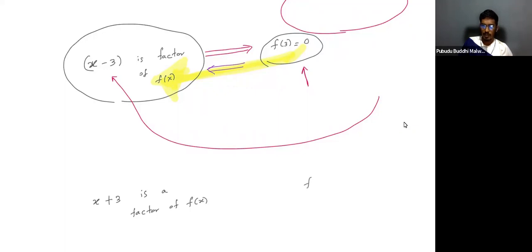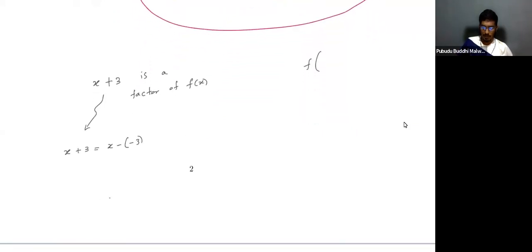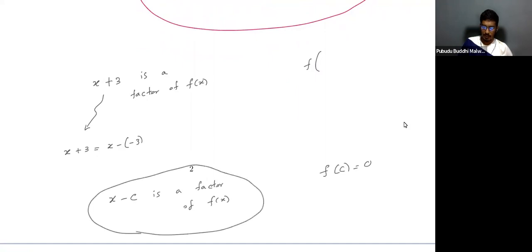Then what's the corresponding value? That's not f of 3, right? Because we should create that minus sign here. So I'm going to write x plus 3 as x minus minus 3. Because we need that form, because that's the factor theorem. You might remember. If x minus c is a factor of f of x, then f of c equals 0. That's the factor theorem. Right? Both directions.